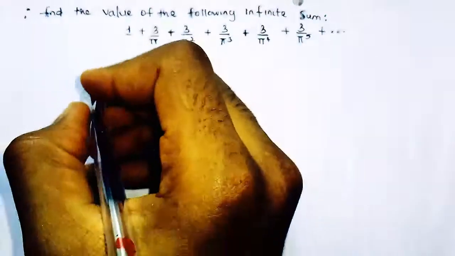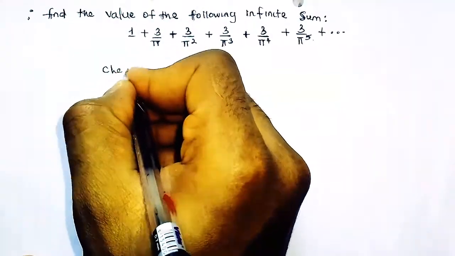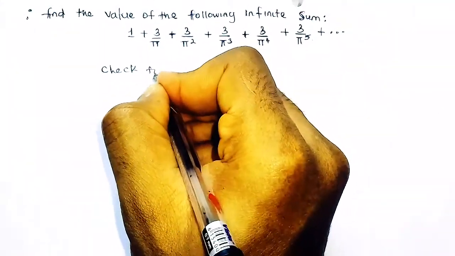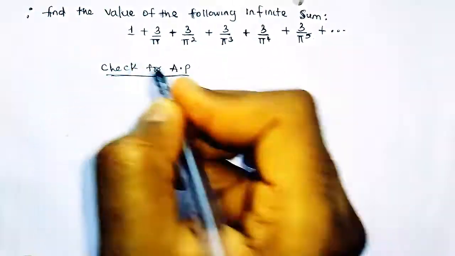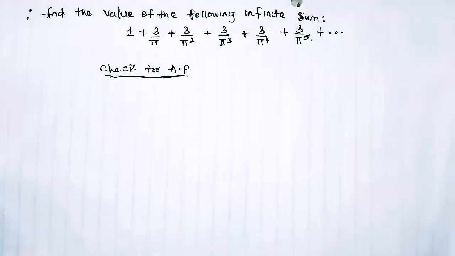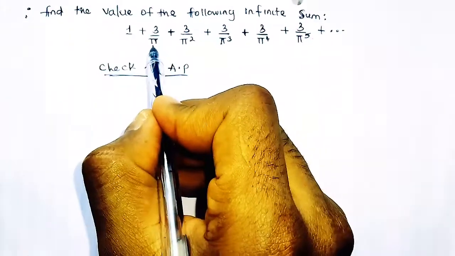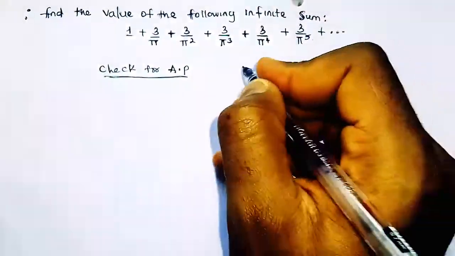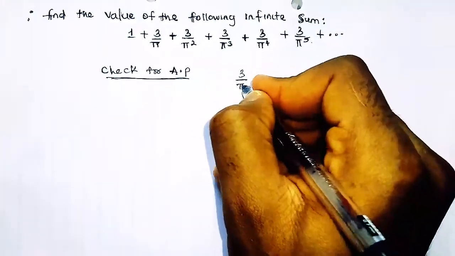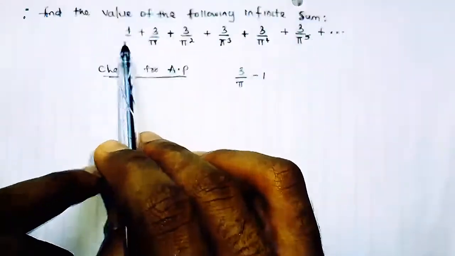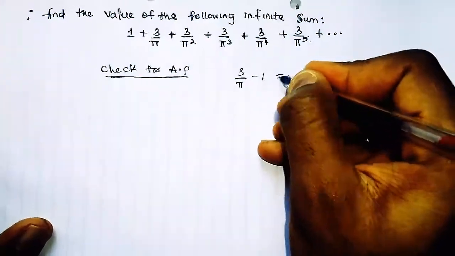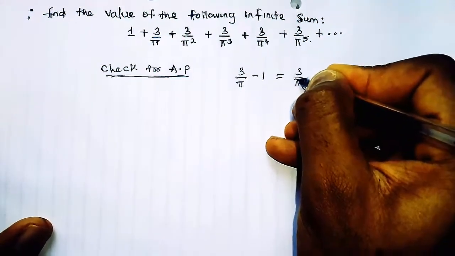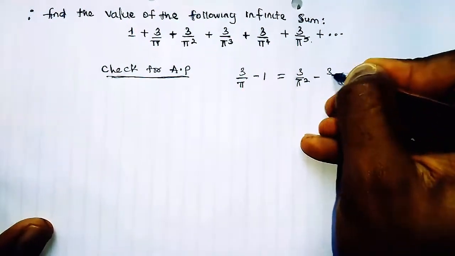So to check for AP, meaning I want to check if it is an arithmetic series, I'm going to take the difference of the second term and the first term. That is 3 over pi minus 1. To be an AP, the difference of the second term and the first term must be equal to the difference of the third term and the second term, which is 3 over pi over 2 minus 3 over pi.